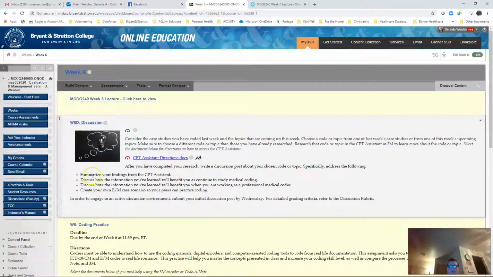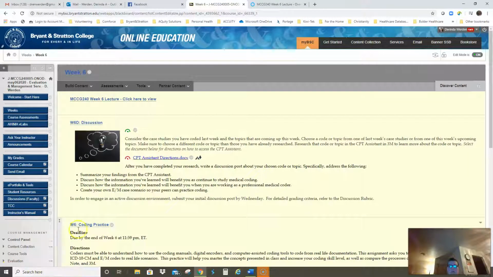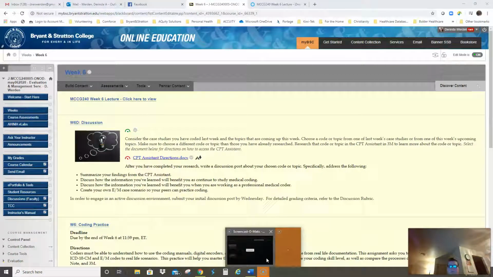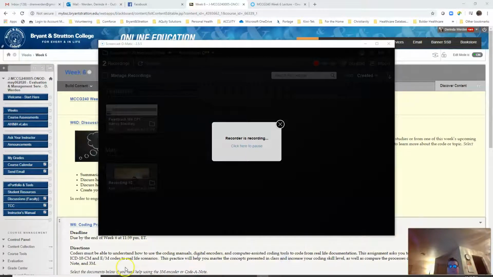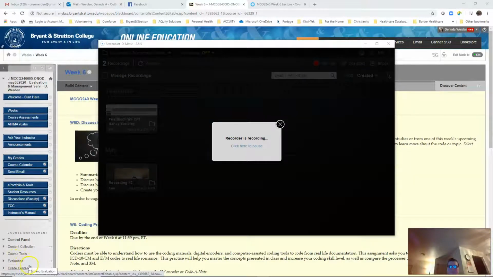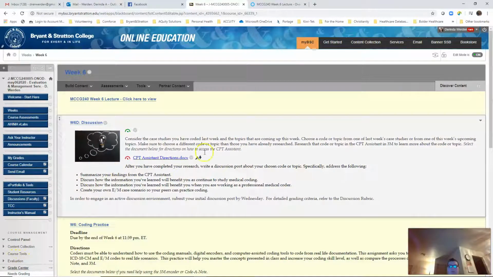It does say summarize your findings from the CPT Assistant, discuss how the information you've learned will benefit you as you continue to study medical coding, discuss how the information you've learned will benefit you when you are working as a professional medical coder, and create your own E&M case scenario so your peers can practice coding. Your discussion should encompass all of these options.